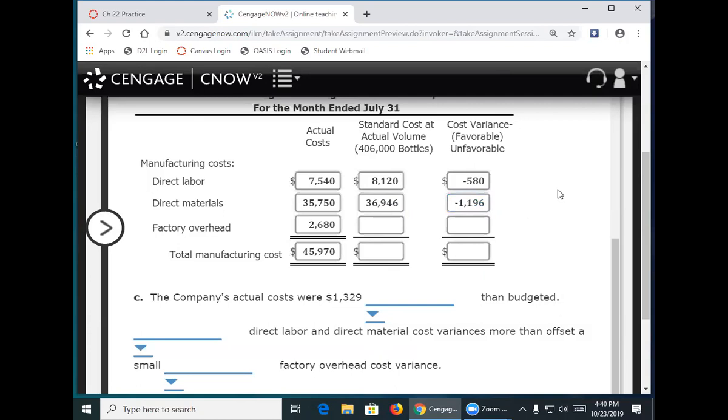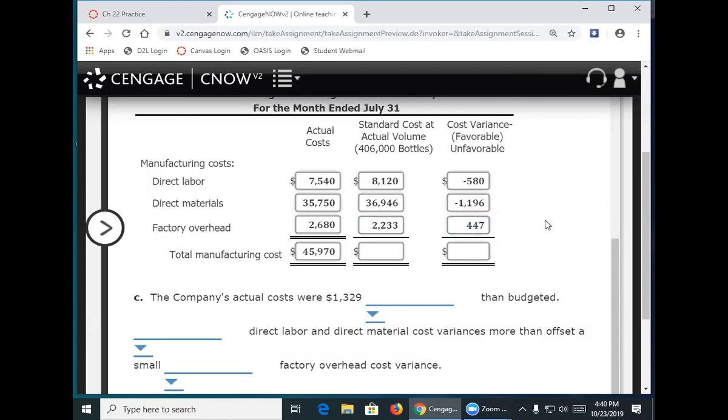And then last but not least, I would calculate my factory overhead. So factory overhead is 55 cents times 4,060. 2,233. So is that favorable or unfavorable? It's unfavorable because our standard is lower than our actual. So our actual cost is higher than our standard cost. So we came in above the standard cost by 447. So we have an unfavorable factory overhead variance of 447.